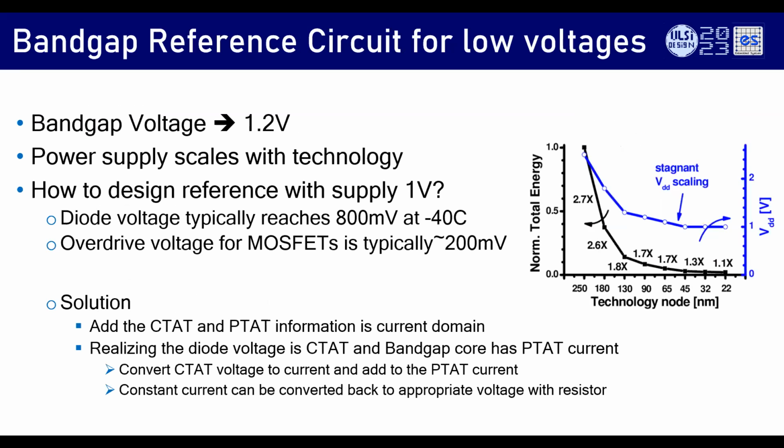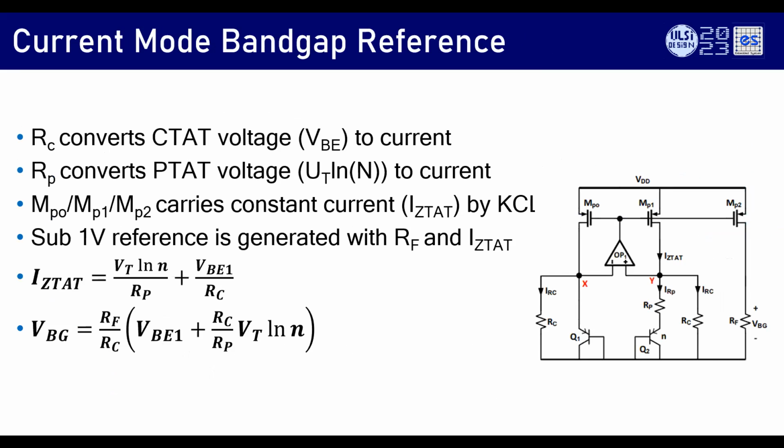Now, one more thing you can do: the power supply scales with technology. As we know, we have 1.2 volt, we have 1 volt, so how are you going to design reference voltages? The solution is that you add CTAT and PTAT information in the current domain, not in the voltage domain, and then convert that constant current to voltage with a resistor. That is precisely done in the Banba. This is a Banba network where RP converts the PTAT current, RC has a CTAT current. You combine this into I_CTAT-plus-PTAT, put it into RF to get a constant voltage.